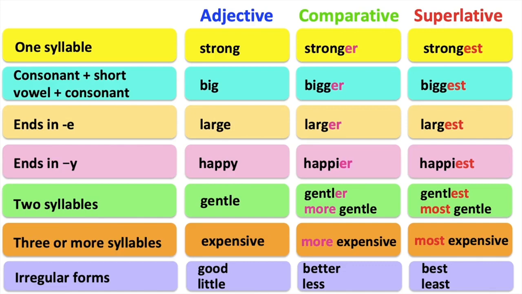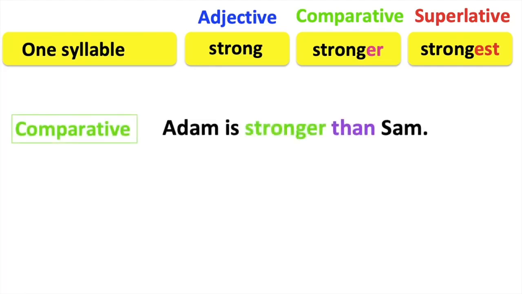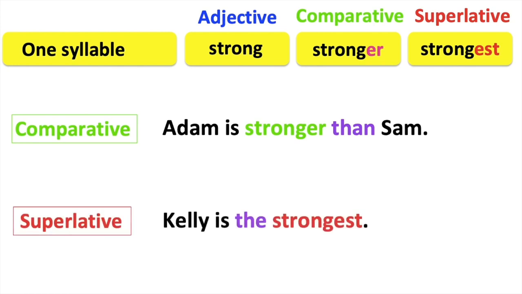Now let's go through each rule with example sentences. For one-syllable adjectives, the rule is to add ER when forming the comparative and EST when forming the superlative adjective. For example, Adam is stronger than Sam. Here, I'm comparing two people. Kelly is the strongest. Here, I'm comparing one person with a group of people.